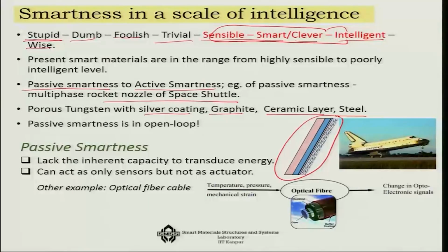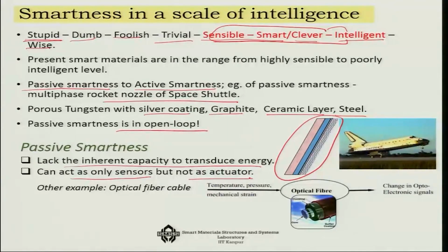But one point, this system is in open loop. Tomorrow, if because of some reason the temperature changes or some other factor comes into the picture, corrosiveness, let's say we are entering not Earth but some other planet, this system would not work. So that is the problem of passive smartness. It is usually a one-time design. It lacks the inherent capacity to transduce the energy, and at best the passive systems can work as sensors, but not as actuators.